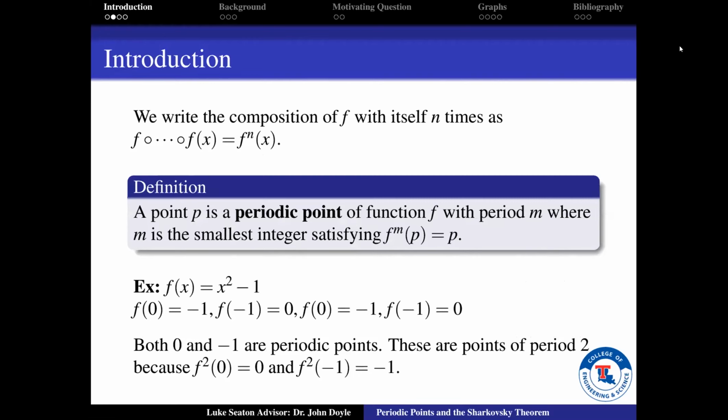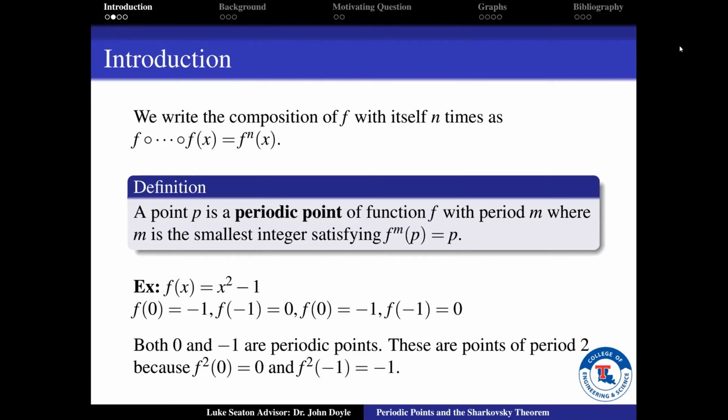So to introduce some notation, we're going to write the composition of f with itself n times as a superscript. So this represents n iterations of the function f. And we're also going to define a periodic point. So a point P is a periodic point of a function f with period m, where m is the smallest integer satisfying this equation here. So that means if you were going to make a sequence of the iterations and you start with P, when you iterate m times, you would eventually come back to P.